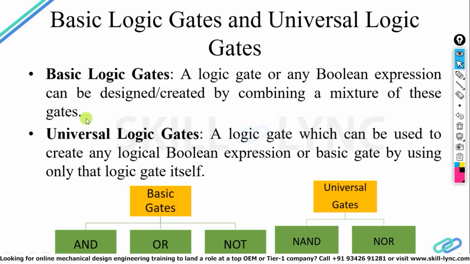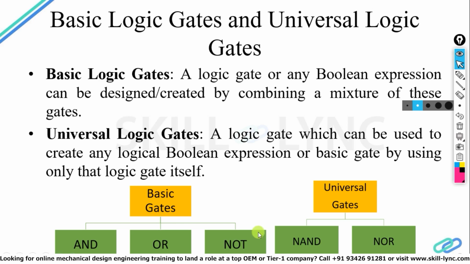And if I say universal logic gate, it is that gate which can be used to create any logical expression or basic gate by using that logic only. This is the main thing. If I say that the NAND gate is a universal gate, it means that using only NAND, no other gate will be used, we can derive any basic gate.